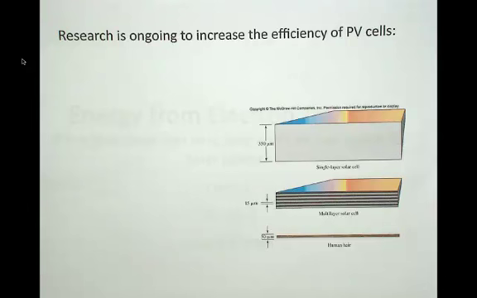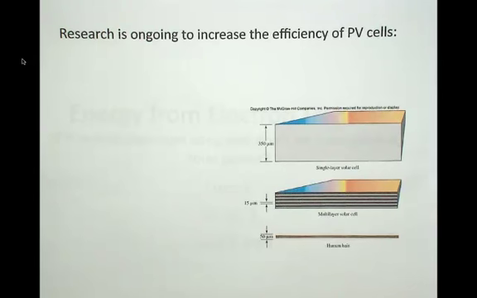Also, the efficiency is quite low on solar cells as it is. And when we say the efficiency is low, the amount of electrical energy produced compared to the amount of energy coming from the sun is relatively low. Early on, the solar cells were only 4% efficient. Now the efficiency is up into the teens. And so there's a lot of research going on to try to increase the efficiency of these photovoltaic cells.